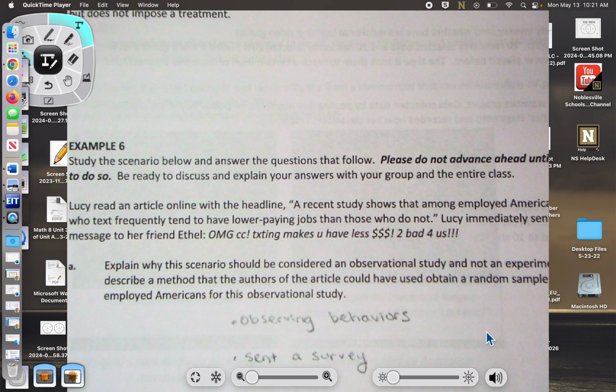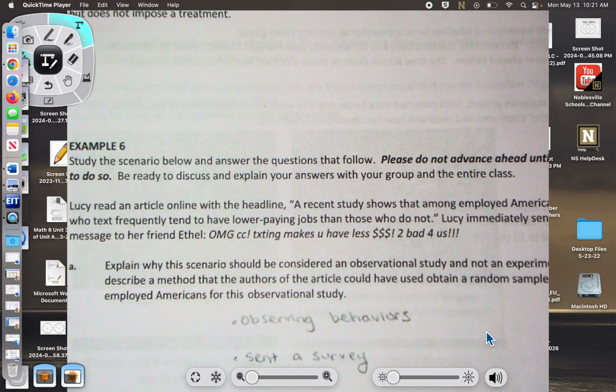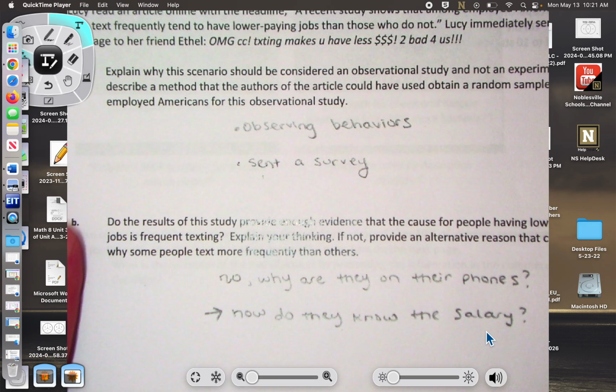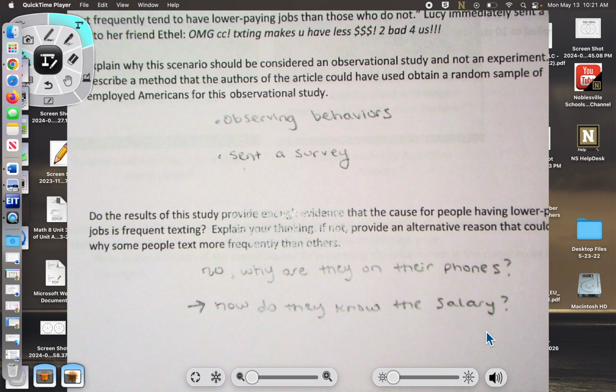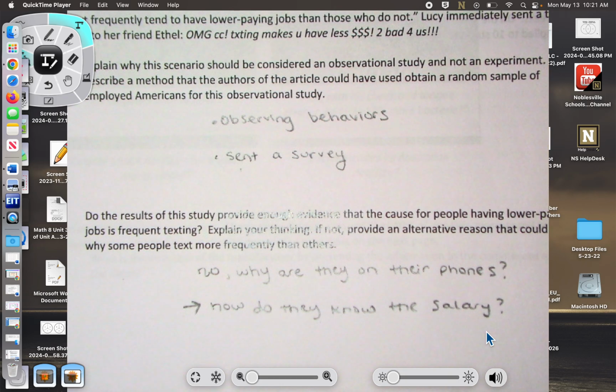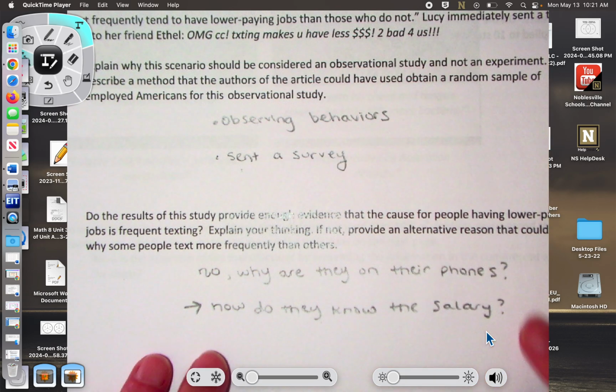And it doesn't say how they know their salary, right? So how do they know? That's kind of important. How did they figure out the salary of the people who are supposedly texting on their phones all the time? Okay, so really this article is, I would say, not a good resource. And maybe Lucy wants to think about how often she's texting, if that's something she's saying to her friend, like, oh, we're not going to make money.